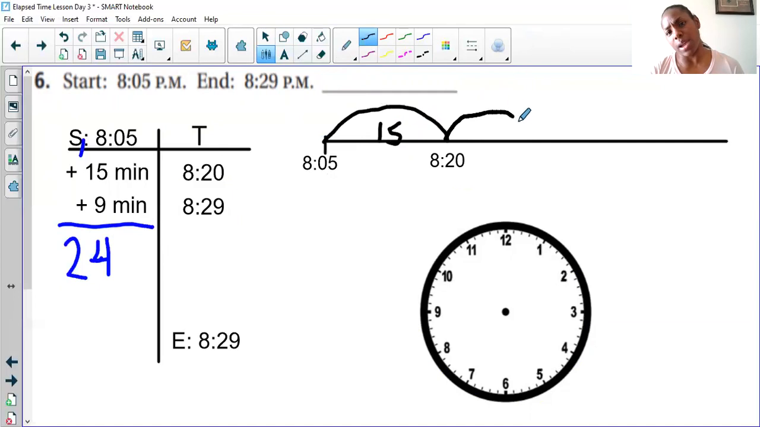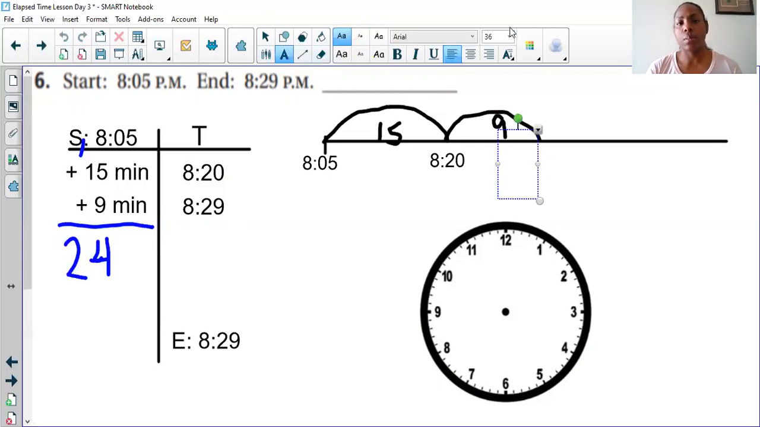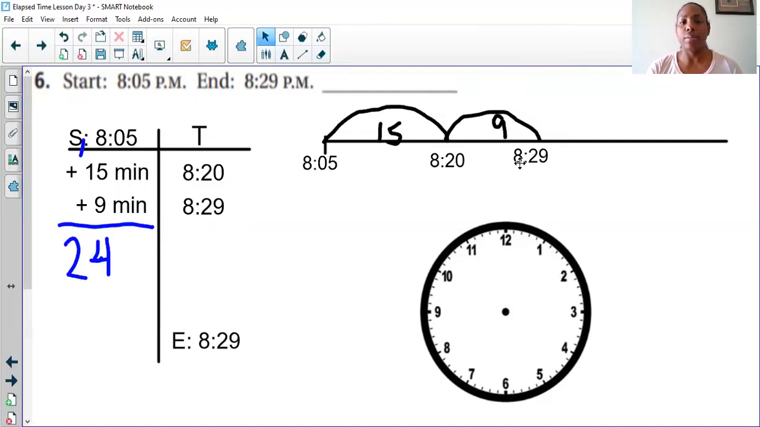So it's not going to be as far, but it still serves its purpose. And my new time is 8:29. So there you have it. Once again, we have demonstrated that 15 plus 9 is going to equal 24 minutes.